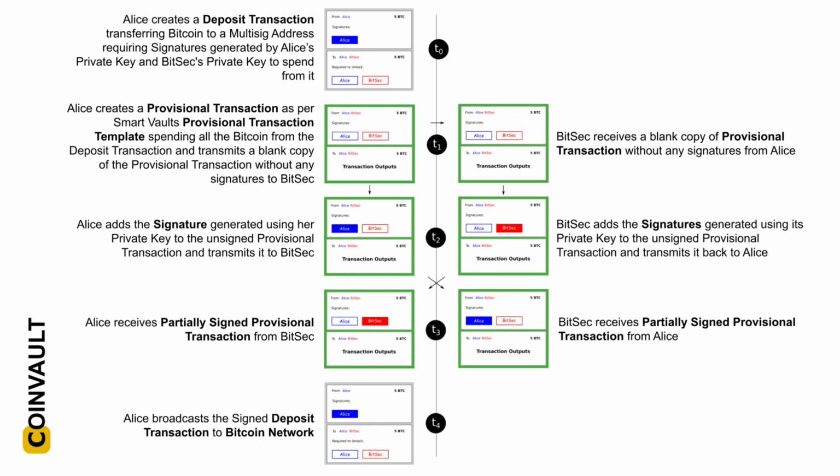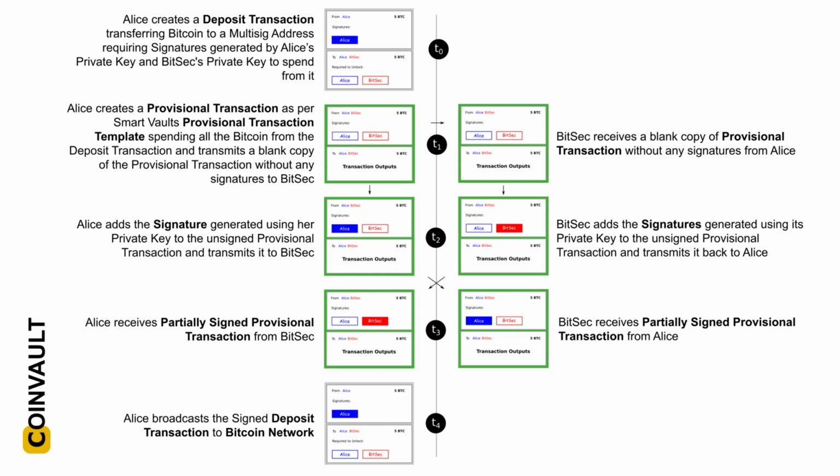Next, she creates a provisional transaction, using Smart Vault's provisional transaction template, spending all the funds from the deposit transaction. Please note that the deposit transaction is neither broadcasted nor confirmed yet, and the provisional transaction is spending from an unconfirmed transaction. Alice then sends an unsigned copy of the provisional transaction to BitSec over a secure channel. BitSec then adds the signature generated using the designated private key for Alice to the copy of the unsigned provisional transaction received from her, and sends the partially signed provisional transaction back to her.